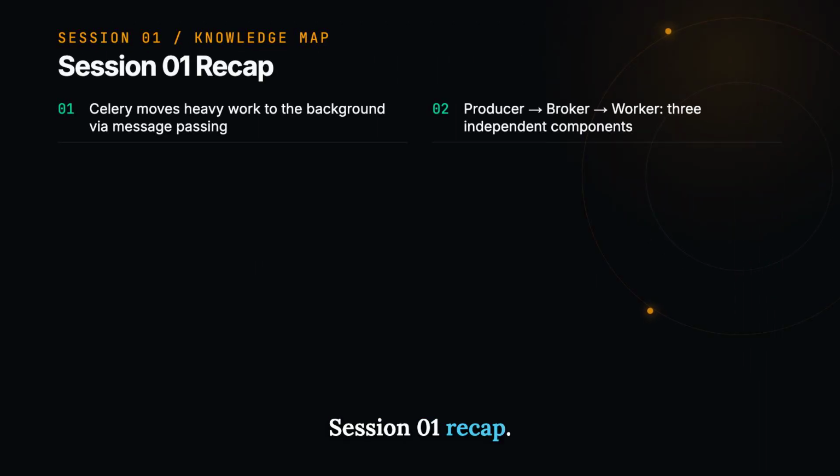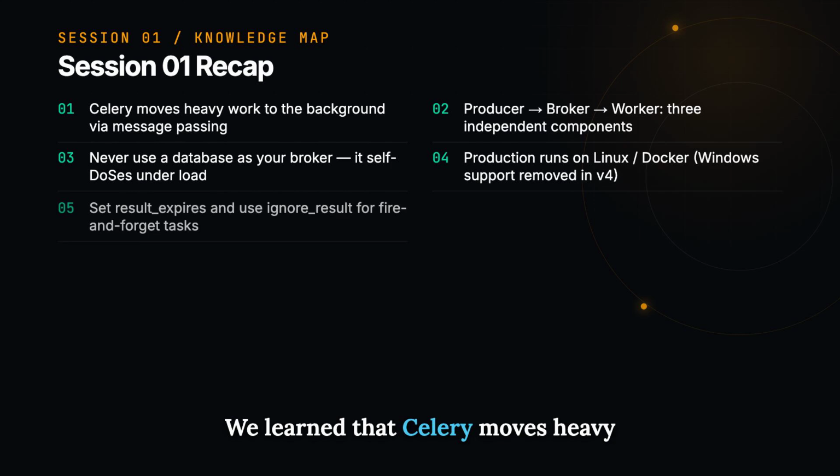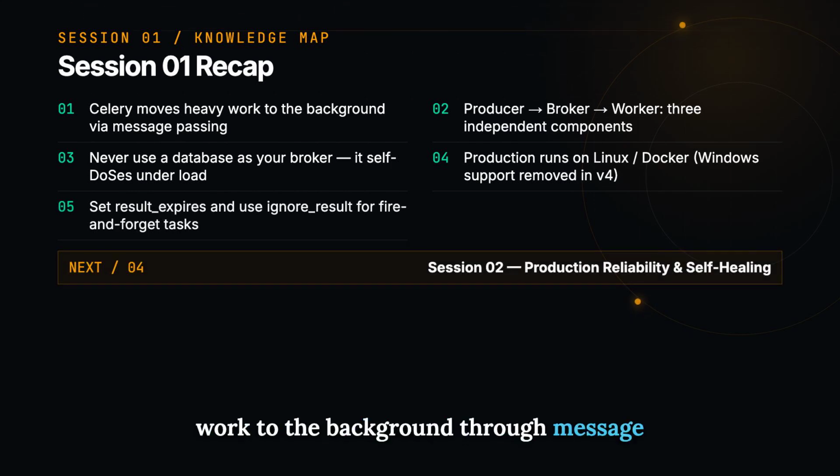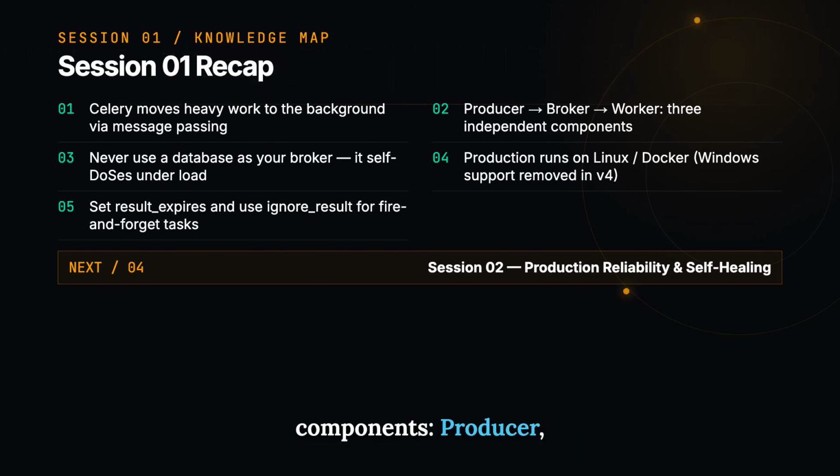Session 01 Recap. We learned that Celery moves heavy work to the background through message passing. The architecture has three independent components: producer, broker, and worker. Never use a database as your broker. Production runs on Linux or Docker. And always set result_expires to control backend storage growth. Session 02 will cover production reliability, including retry, backoff, and self-healing systems.